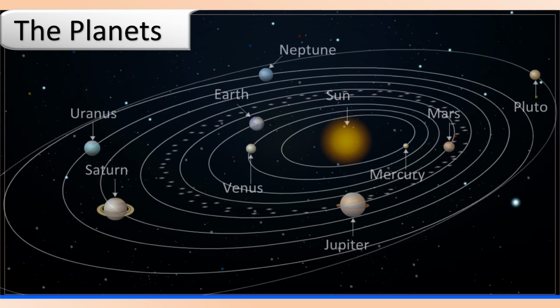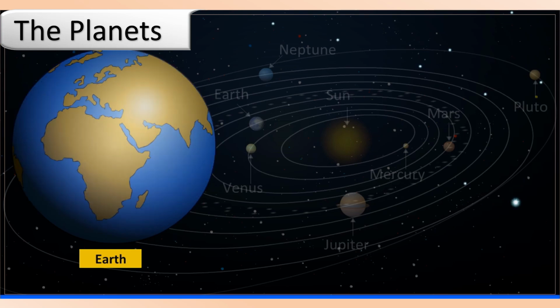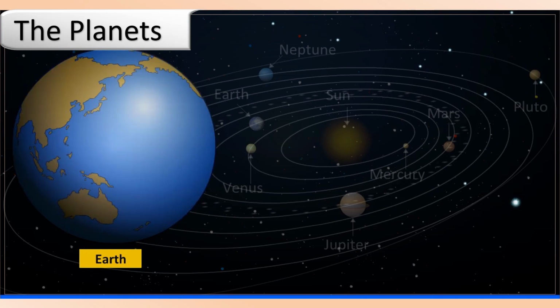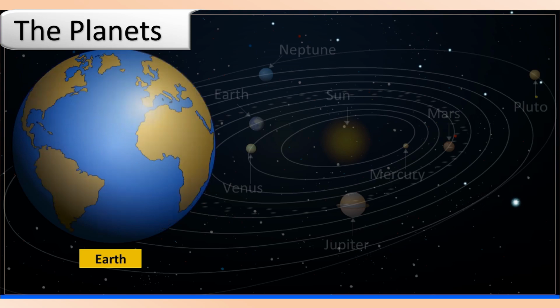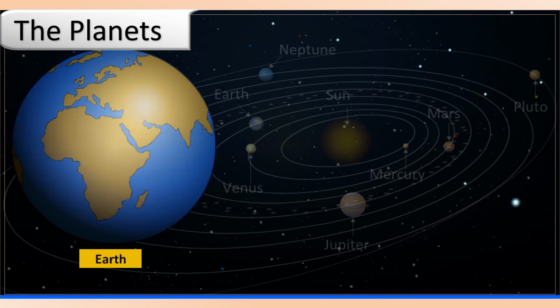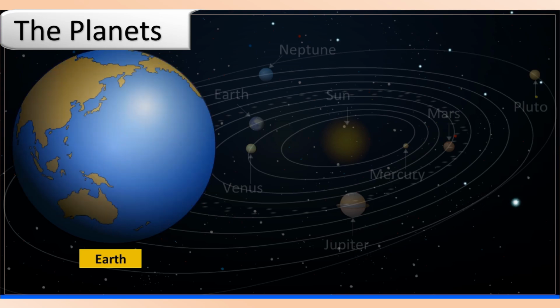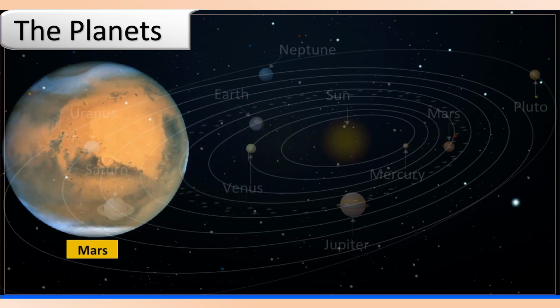The Earth is the fifth largest and the third nearest planet to the Sun. It is the only planet that has life-supporting conditions like water and air, which are essential for survival. From the outer space, the Earth appears blue because two-thirds of its surface is covered by water. It is therefore called the blue planet. Mars is often referred to as the red planet because of the presence of red soil.